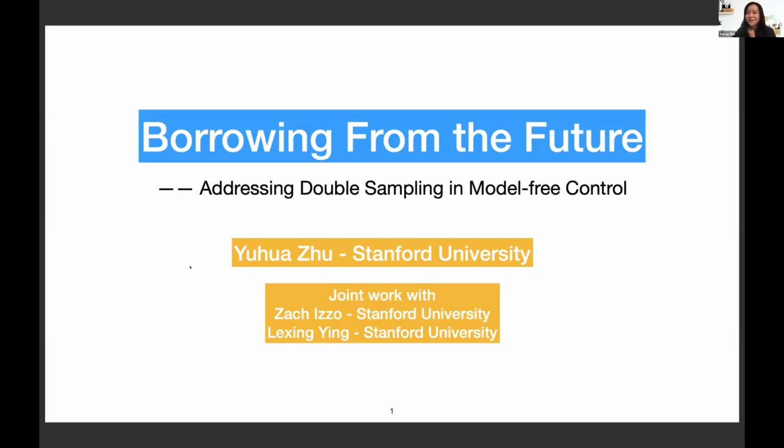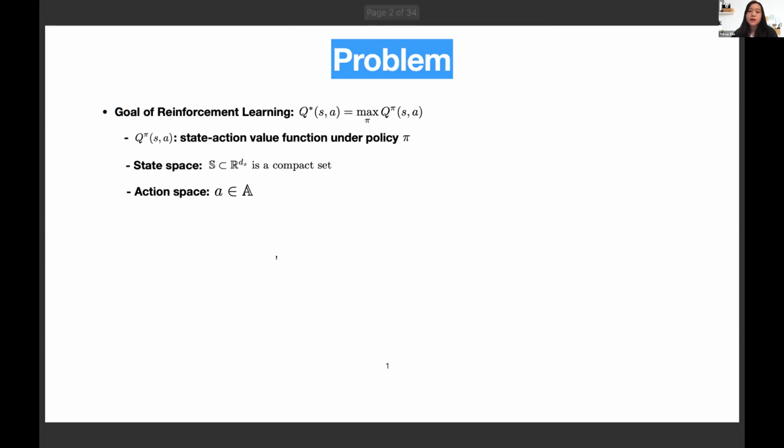Okay, thank you for the introduction. So I'm going to introduce a new algorithm to alleviate the double sampling problem in model-free reinforcement learning. So first, one of the main goals in reinforcement learning is trying to find the optimal value function among all possible policies. So here we assume the state S is a continuous state space, and action A is from a finite discrete set.